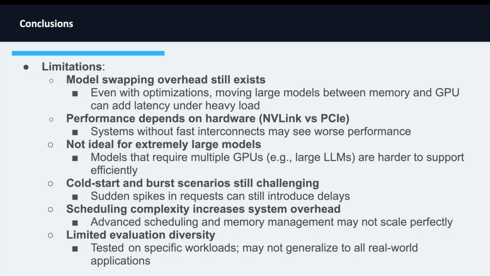Then there's the model size gap. Again, the paper evaluates ResNet 152 at 1.6 gigabytes and BERT QA at 2.4 gigabytes. And from Table 1, modern large language models are 10 to hundreds of gigabytes at scale. At that scale, the PCIe bandwidth Torpor relies on for swapping becomes a much harder bottleneck.